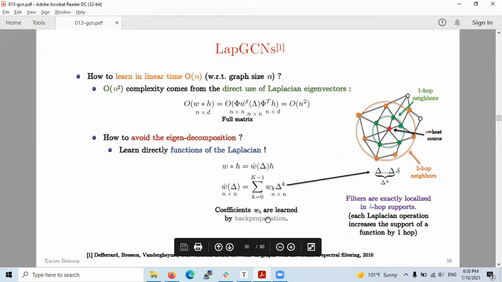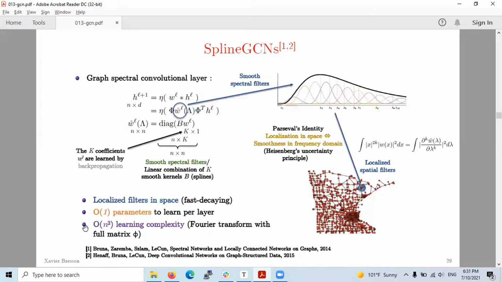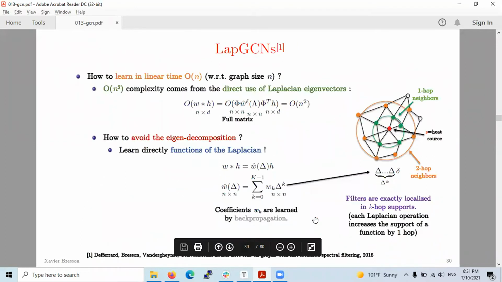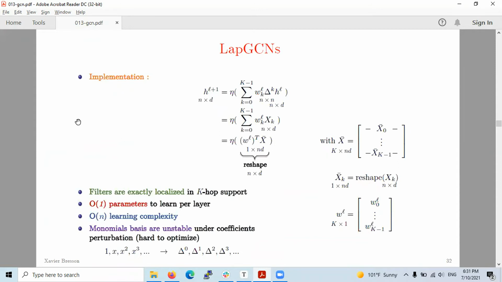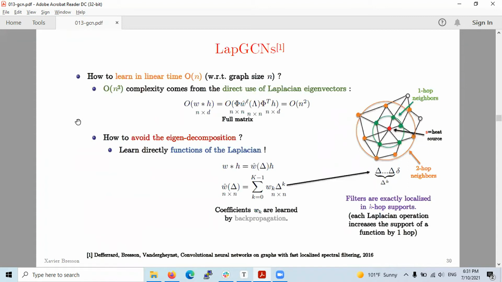Okay, so that's the issue here, that you still have this complexity, and when you start doing it over very large networks or very large graphs, it becomes very difficult to learn. So they've come up with something called lab GCNs. This is actually a paper by the professor himself, and obviously, because this is his paper, he discusses it in great detail. He dedicates 3 slides to it rather than the previous ones.